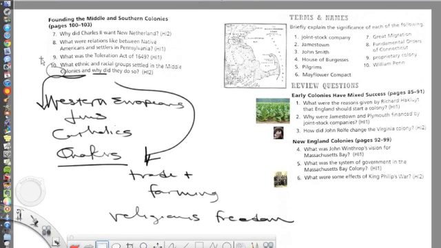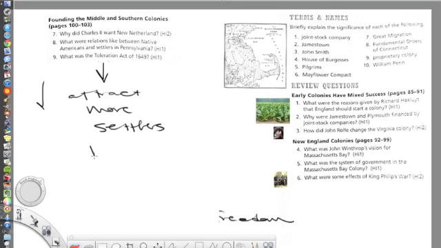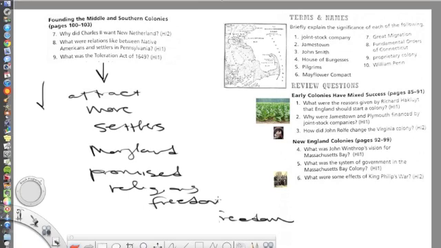It asks, what was the Toleration Act of 1649? The Toleration Act of 1649 is an act that was passed in the colony of Maryland. What it did was promise religious freedom so that it could attract more settlers. So the purpose of the act was to attract more settlers, and it was passed in Maryland. It promised religious freedom, and that's where toleration is implied. Again, that seems to be a theme here, this idea of religious freedom. So now let's keep it going.